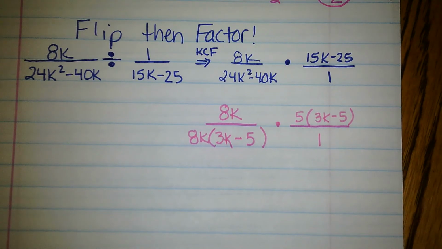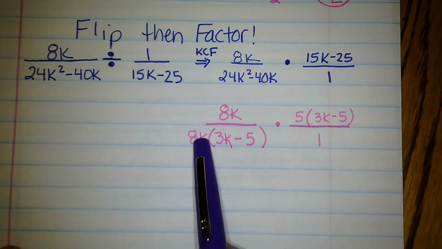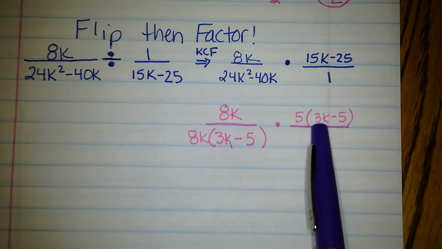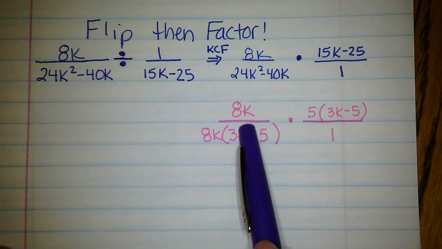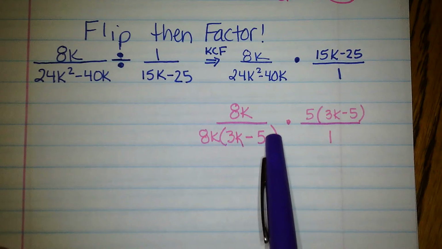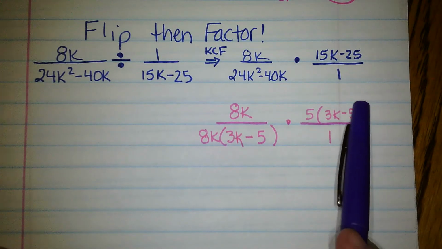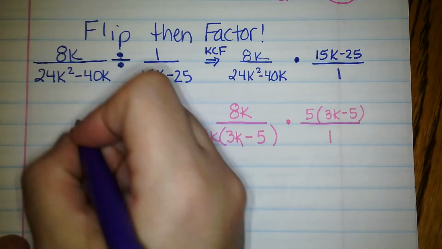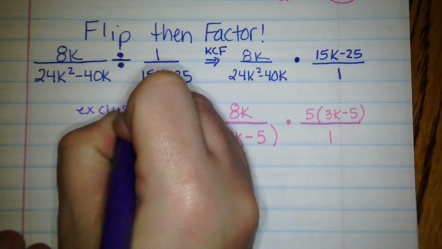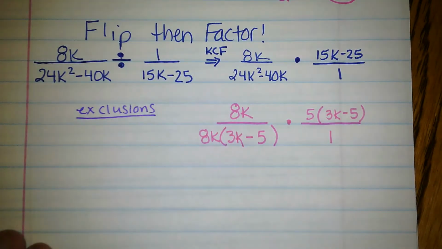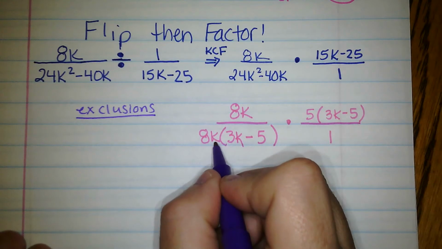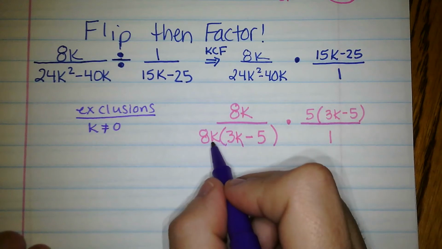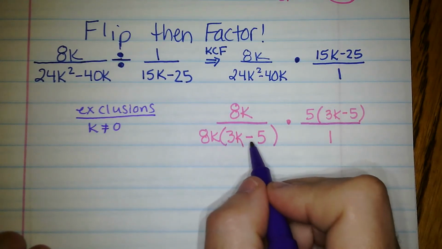So our exclusions are anywhere in the denominator where there's a variable and also in the numerator of the second fraction. What's interesting about this one is this denominator piece and this numerator piece are the exact same thing. So we don't have to write that twice. We just need to have it. So I'm going to put exclusions over here because I got a little bit of space. 8k equals 0. So that means that k cannot be 0. Remember, we would take 8k, set equals 0, divide by 8. In this case, we have 3k minus 5 equals 0.